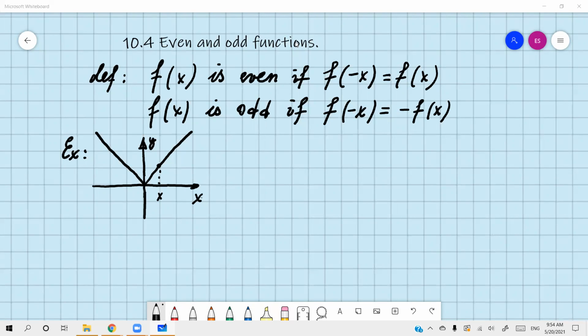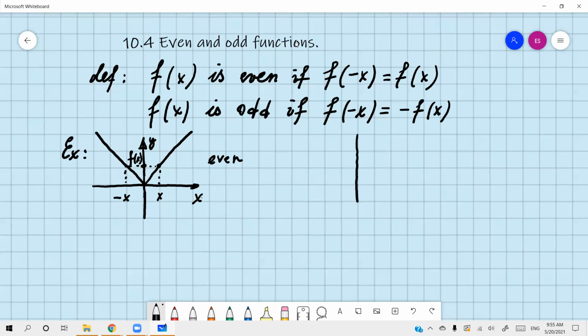So you have x on the right side, and negative x on the left side, and the value of f of x is supposed to be the same, and this is f of x, right? So I'm going to write down that the function over here is even.